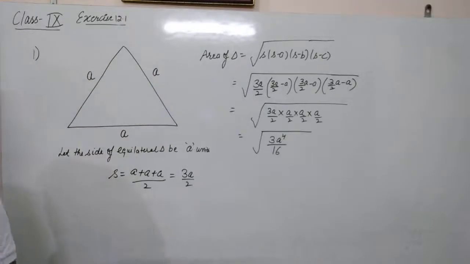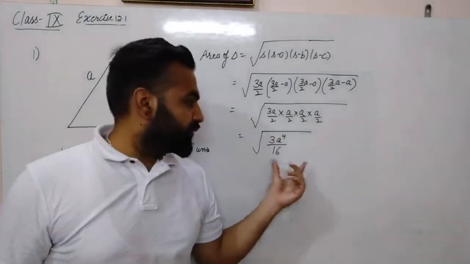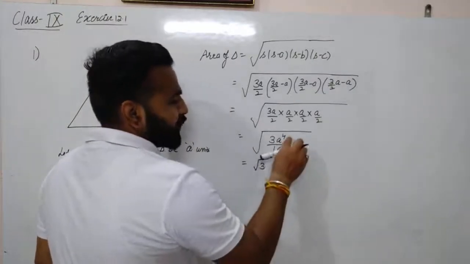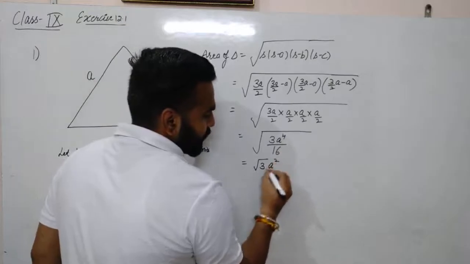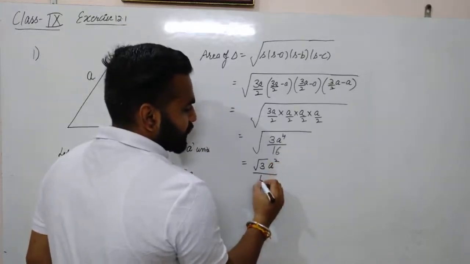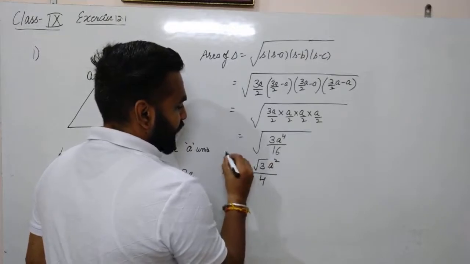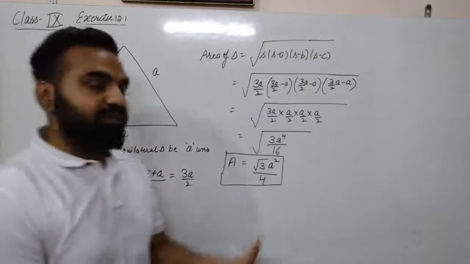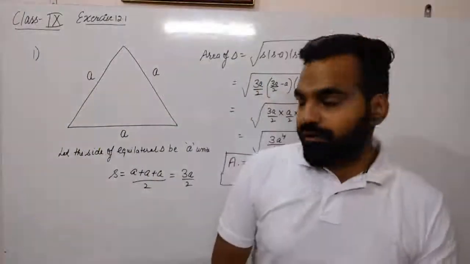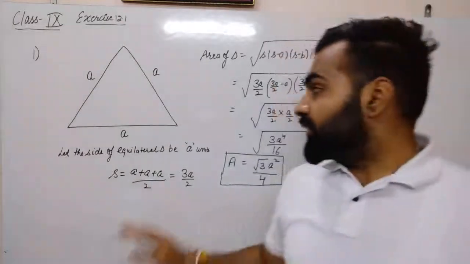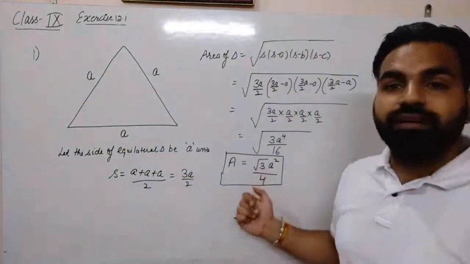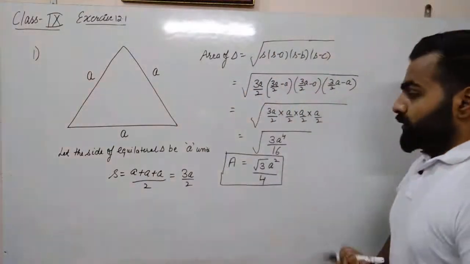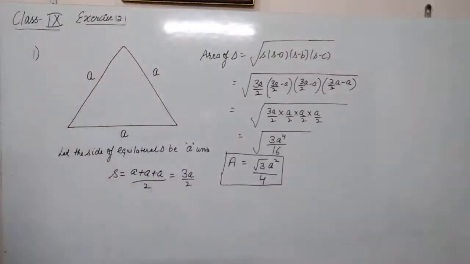So if we take the square root of this 3a to the power 4 by 16, so this will be equal to root 3. Out of a to the power 4, a square will come out, and the root of 16 is 4. So the area of equilateral triangle is given by root 3 by 4 a square. So this is basically the direct formula to calculate the area of equilateral triangle, root 3 by 4 a square, that means root 3 by 4 side square. So first part is completed of this question.